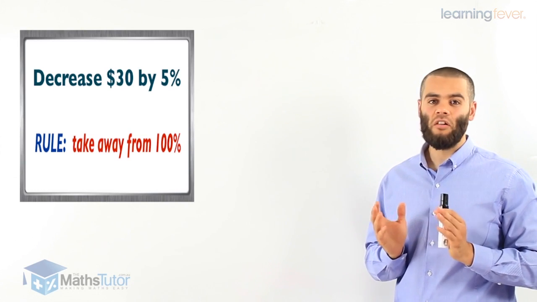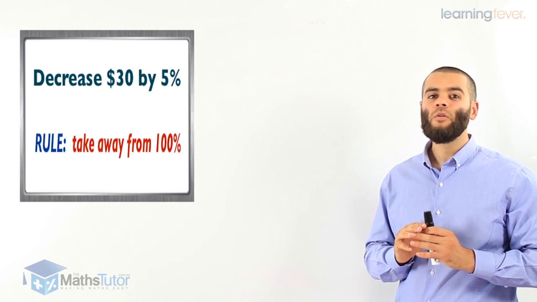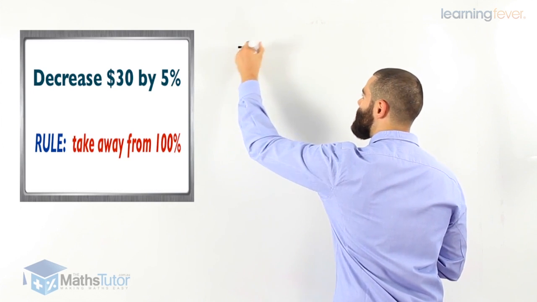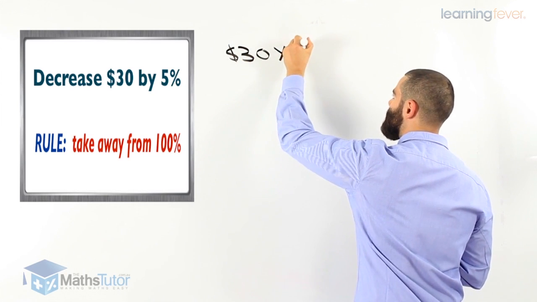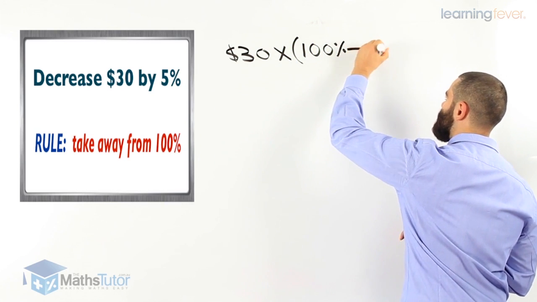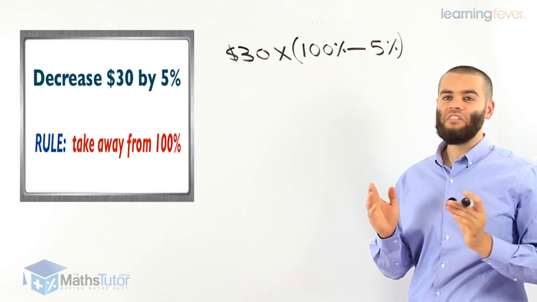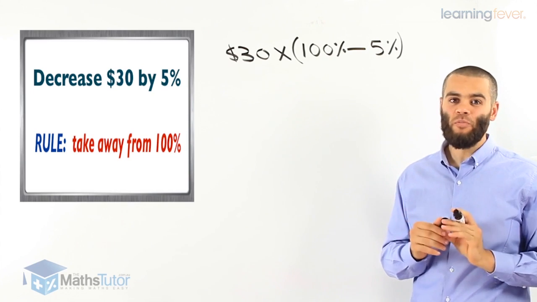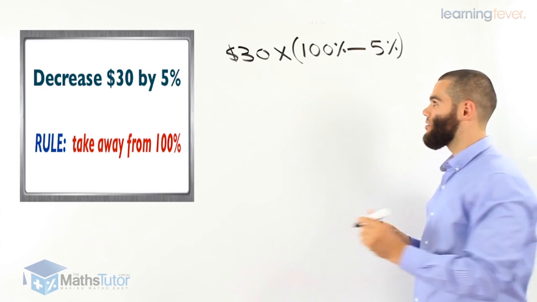Decrease $30 by 5%. So our $30 is going to go down by 5%. What do we do? $30 times 100% minus 5%. Normally, when we're increasing, we add. When we're decreasing, we take away. 100% take away 5% and then times it by the amount.